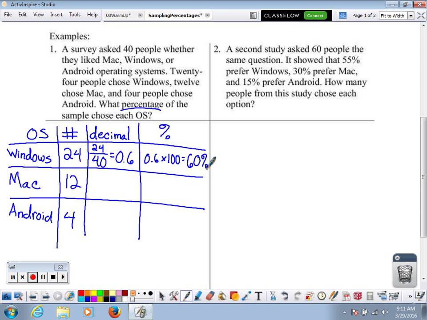Let's do the same thing for Mac. How would I find the decimal for Mac? AJ? 12 divided by 40. And what decimal will that give me? 0.3. Now how about the percent? How would I go from that decimal to that percent, Alyssa? 0.3 times 100, and what do you get? 30%.